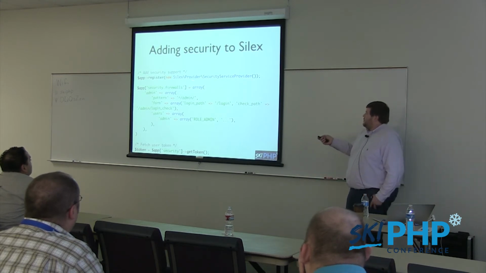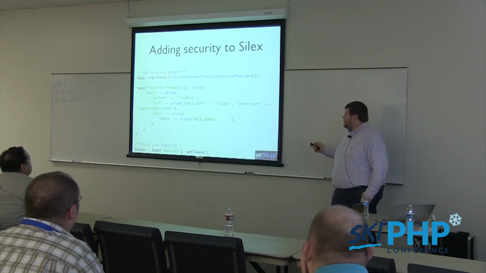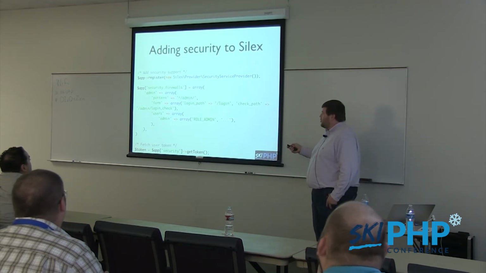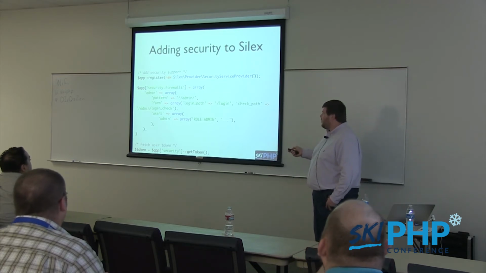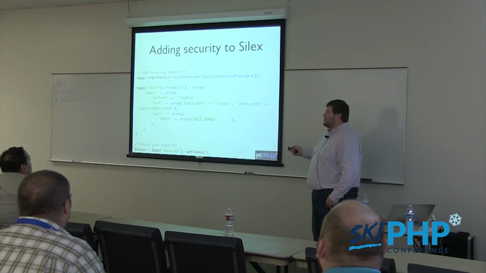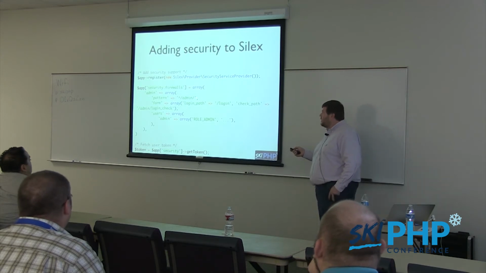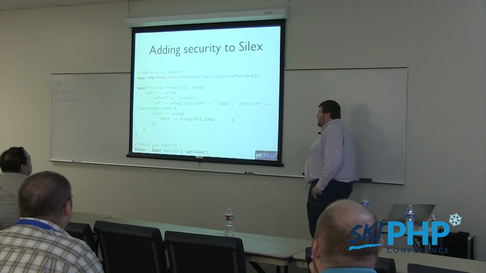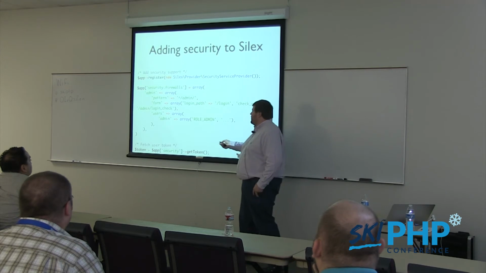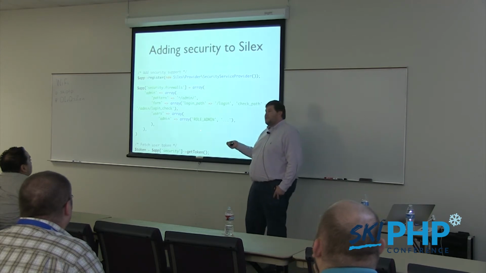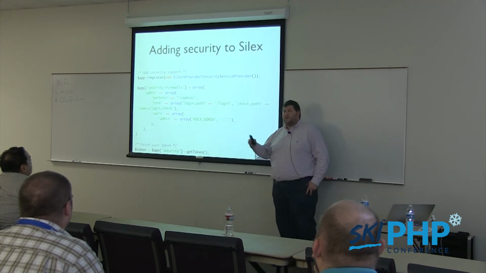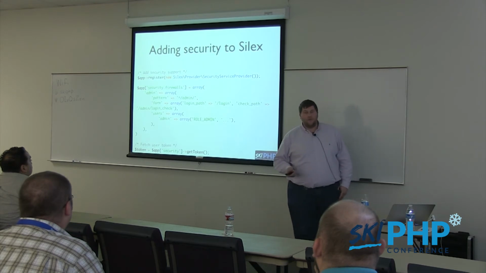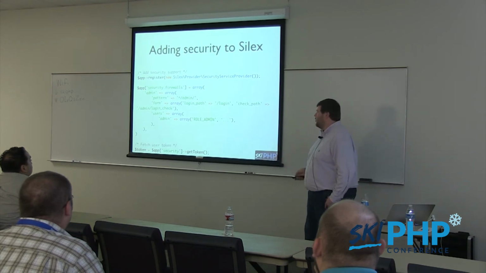So here we're going to use the security service provider. We're basically going to register a security firewall that says the admin firewall matches anything that starts with /admin. And I'm going to redirect you to /login, and I'm going to validate /admin/login_check. And then there's a lot more that goes into this, but basically I can give a hard-coded list of users, or I can tell you how to look them up from a database or LDAP or web service or whatever makes sense. In this case, they're simply hard-coded.